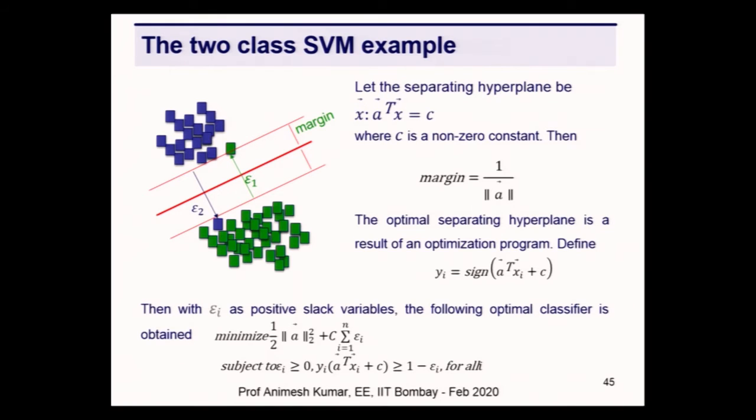If I try to draw a line like this, then I'll violate a few green points here. And similarly, there's a blue point here. If I try to draw a line like this, then it will violate the blue point here. So how did people tackle this problem?